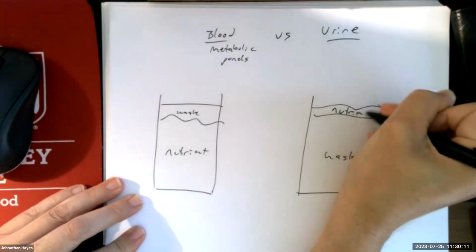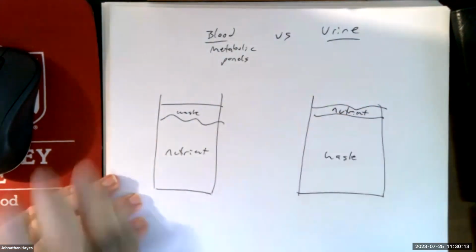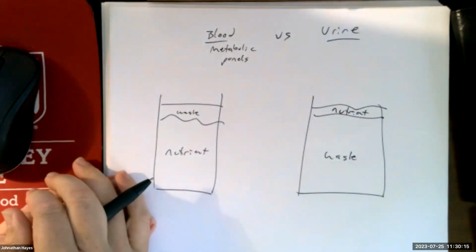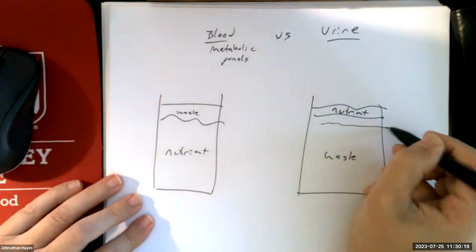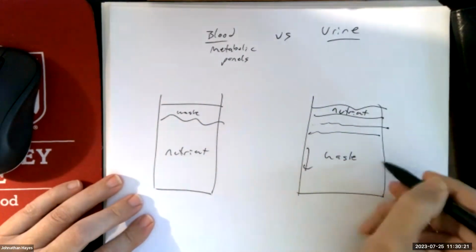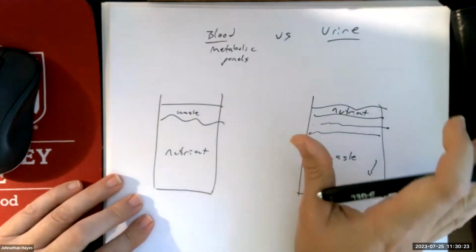Again, we'll go over certain thresholds, and it's okay to see a little bit of nutrient in there, but again, you don't want that to start to increase. You don't want nutrient to start to become bigger, and you don't want waste to start to become smaller, right? That would indicate that there's a problem with the kidneys.